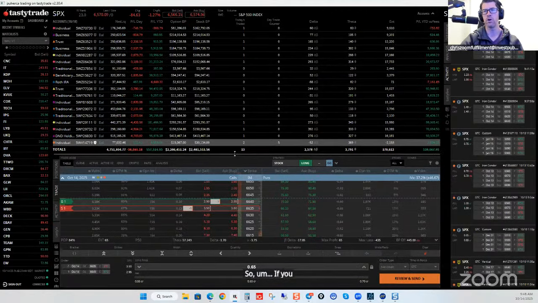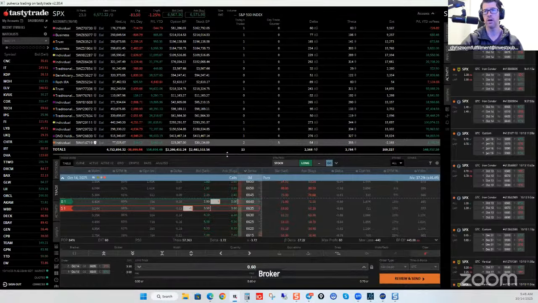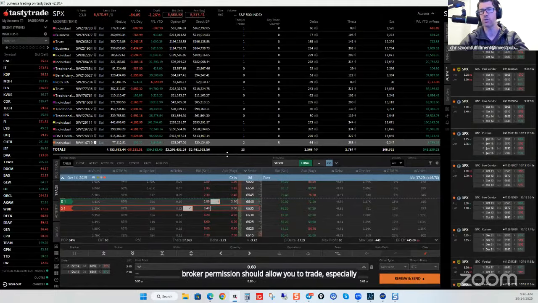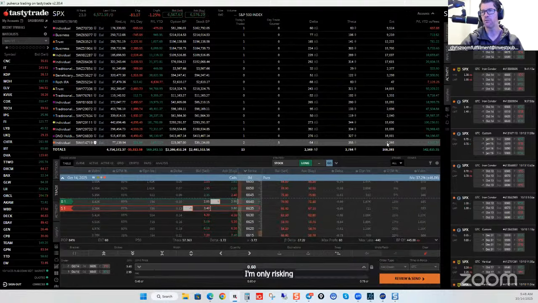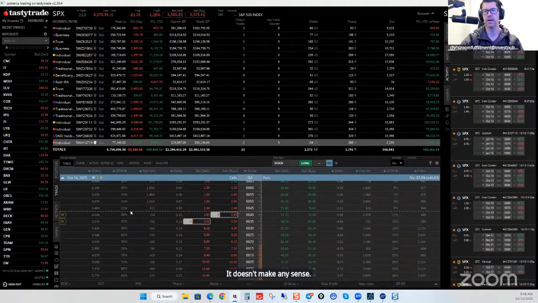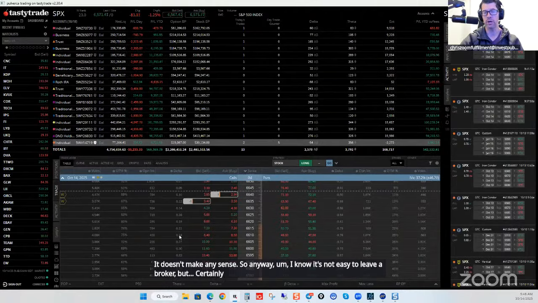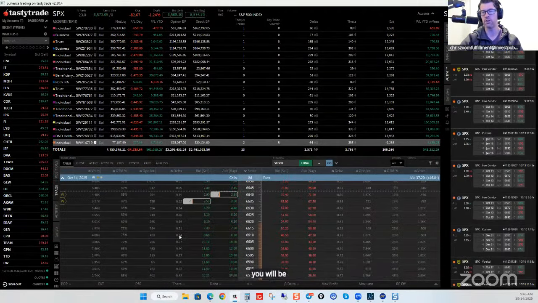So if you have a brokerage account, whether it's cash, IRA, margin, portfolio margin, broker permission should allow you to trade. Especially, this is risk defined trading. So for a broker to say you can't take a spread trade, it's like, that's insane. I'm only risking today $400. Okay, I'm only risking $360. Why would that be something that I can't trade? It doesn't make any sense. So anyway, I know it's not easy to leave a broker, but certainly if your trading permissions are better, you will be way better off.